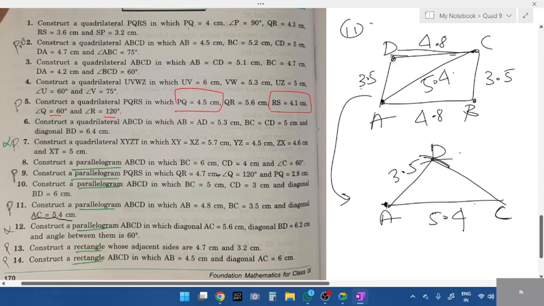Just try to tilt the image. What is the A to B value? Take 4.8, cut an arc like this. Take C to B, 3.5, cut an arc. Are we getting a quadrilateral? Is it clear? A to B is 4.8, D to C is also 4.8. Is it clear? Did you understand?